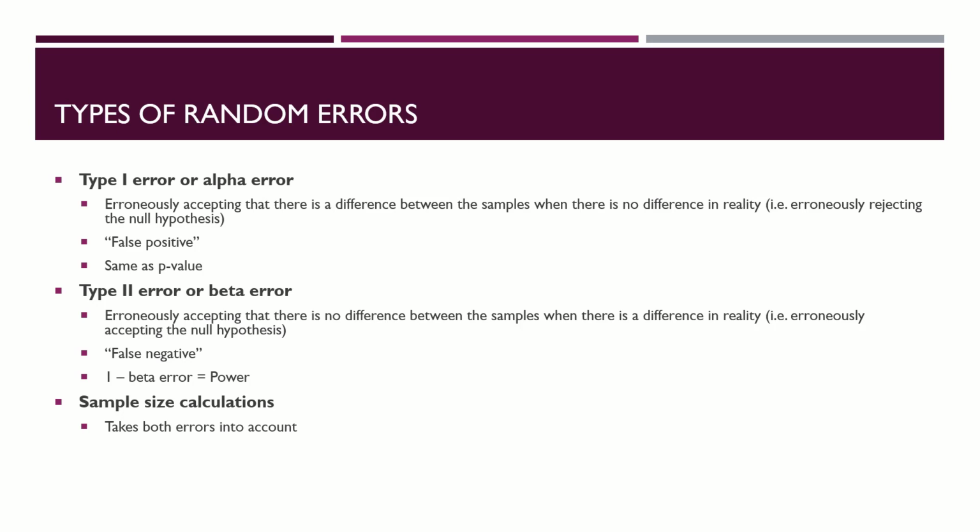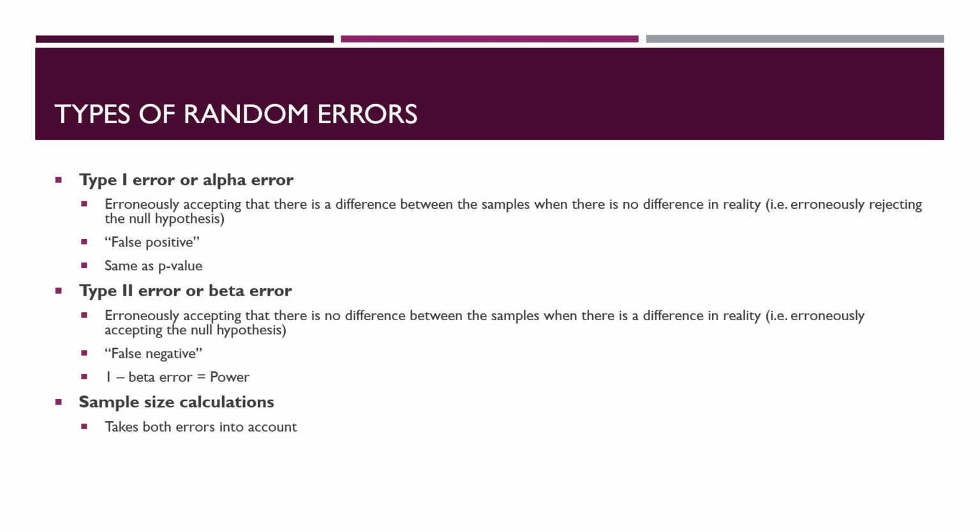Type 2 error or beta error is erroneously accepting that there is no difference between the samples when there is a difference in reality. In other words, erroneously accepting the null hypothesis. It is also otherwise called false negative. And it's related to power because power is 1 minus beta error.